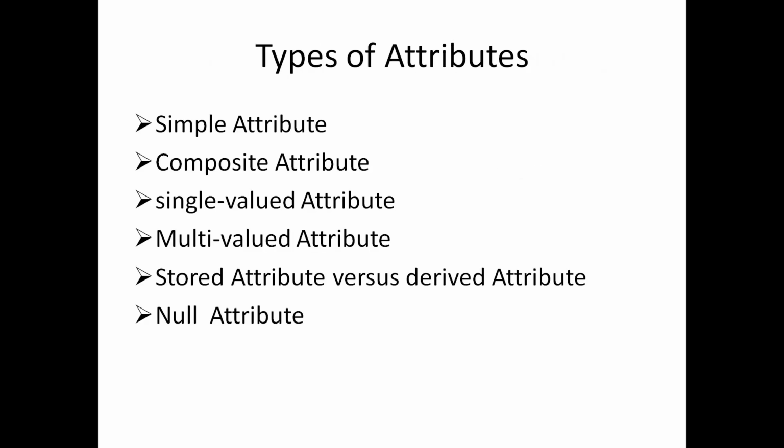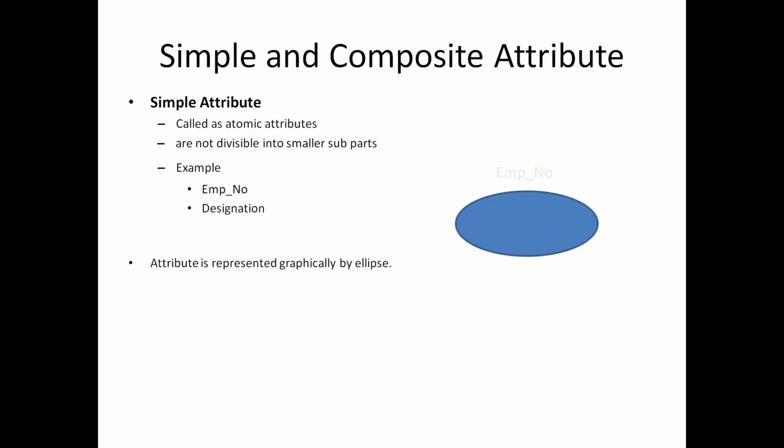So let's look at simple and composite. I'm going to take the two together because they relate to each other, so that we can well define the difference between them and understand what simple and composite attribute really mean. A simple attribute is something they also call an atomic attribute because it's just a single value, and it cannot be divided into multiple smaller subparts. For example, employee number is always going to be one single value, so that's a simple attribute. Or the designation of a person: a person in a company cannot have multiple designations, so that's a single attribute value.